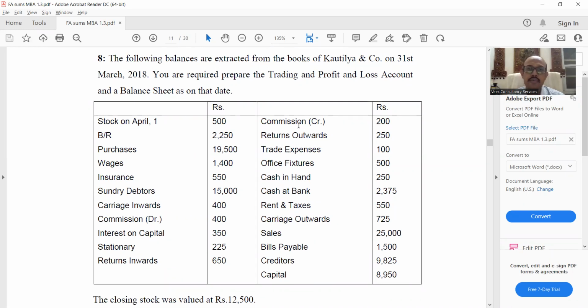Then we also again have a commission which is credit. So this is my income. This will go where? It will go in the profit and loss account on the credit side. So make a note over there, P&L credit.